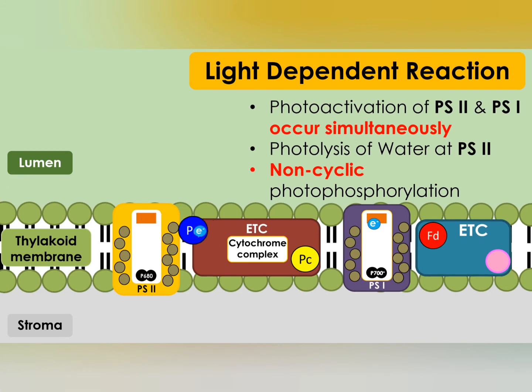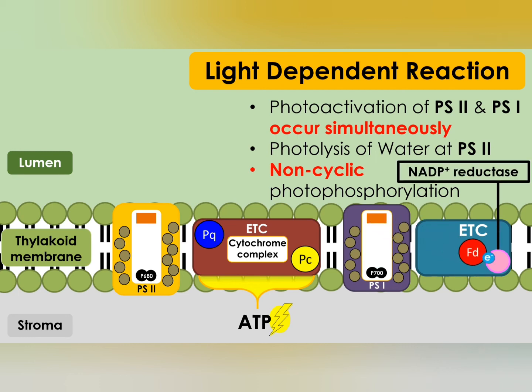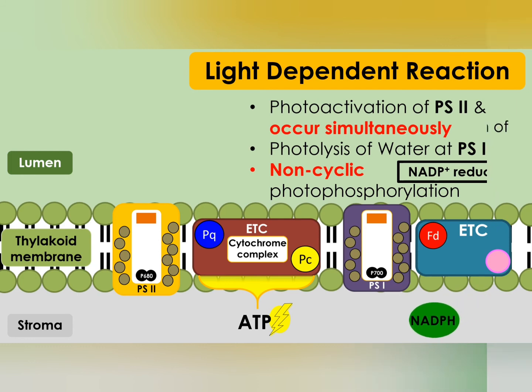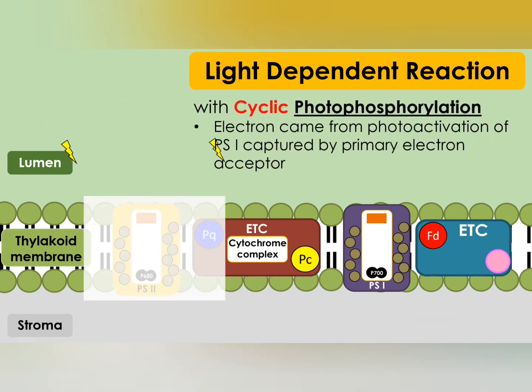Only the flow of electron from photosystem 2 to the P700+ will involve generation of ATP by chemiosmosis. The flow of electron from PS1 to the NADP+ reductase does not involve production of ATP by chemiosmosis. This is light-dependent reaction with non-cyclic photophosphorylation. Next is light-dependent reaction with cyclic photophosphorylation.